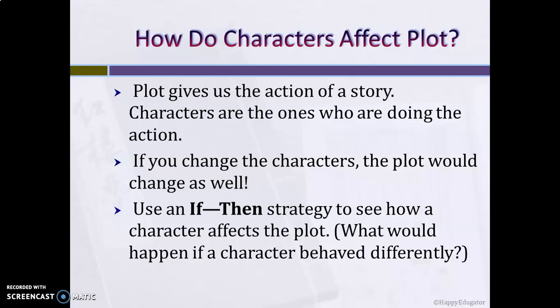So, how do characters affect the plot? Well, the plot gives us the action of the story, and the characters are the ones who are doing the action. If you change the characters, the plot would change as well. Think about this. Have you heard of or seen the movie Jaws? It's about a great white shark. Do you think the plot would change if the main character in that movie were not a big shark, but was instead a friendly, happy dolphin? I think that would change the plot a great deal. So that goes to show the characters can play a very, very big role.